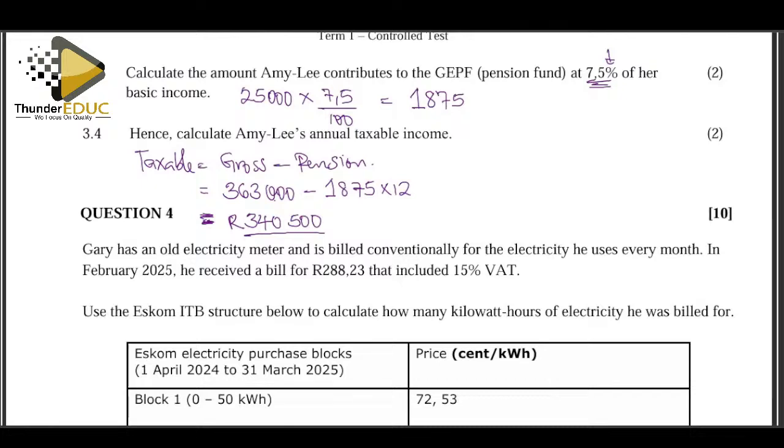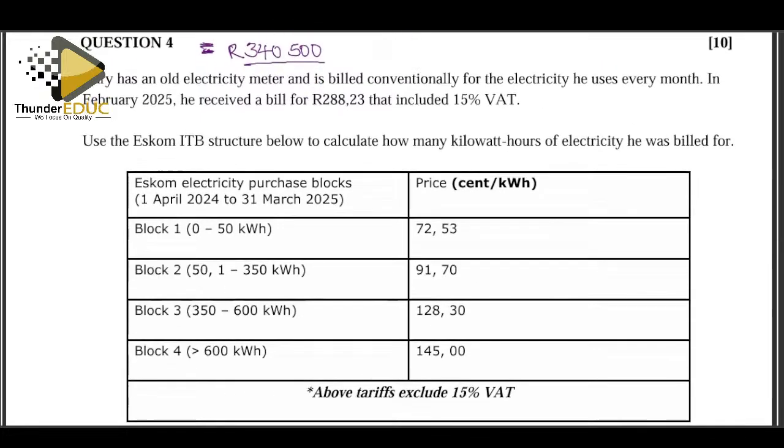We go ahead and look at question number 4. Question number 4 says, Gary has an old electricity meter and is billed conventionally for the electricity that he uses every month. In February 2025, last month, he received a bill of R288.23. That included VAT, which is 15%. Use the Eskom tariff structure below to calculate how many kilowatt hours of electricity he was billed for.